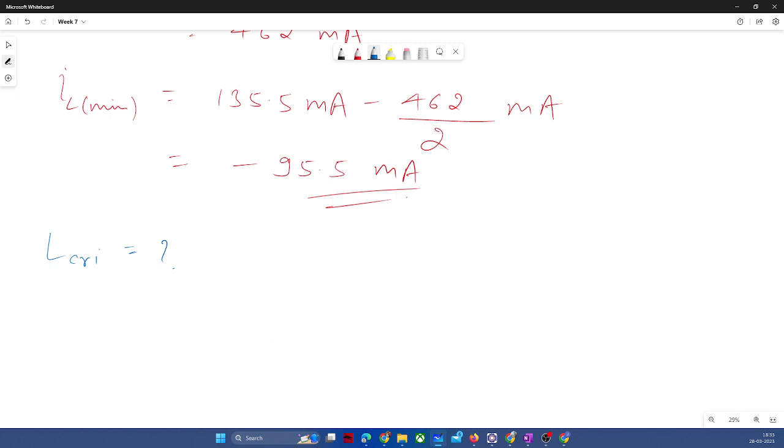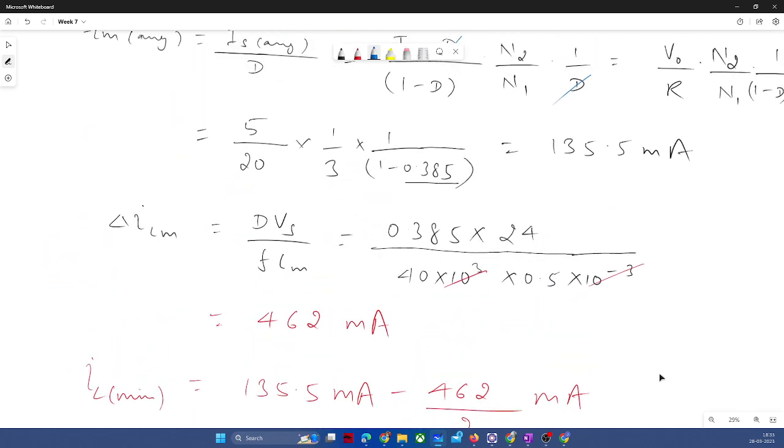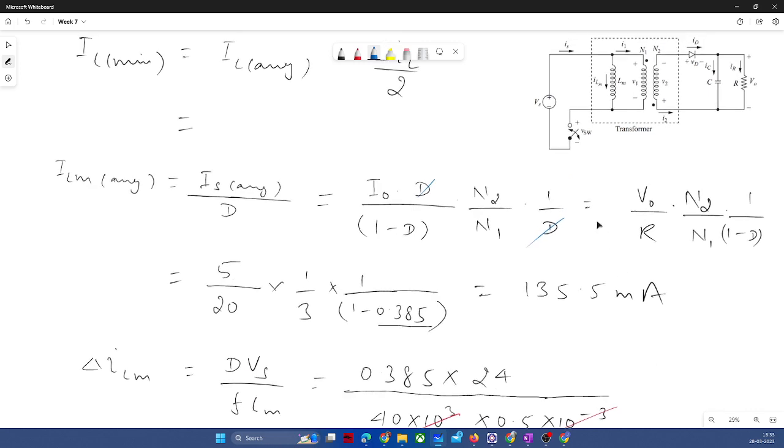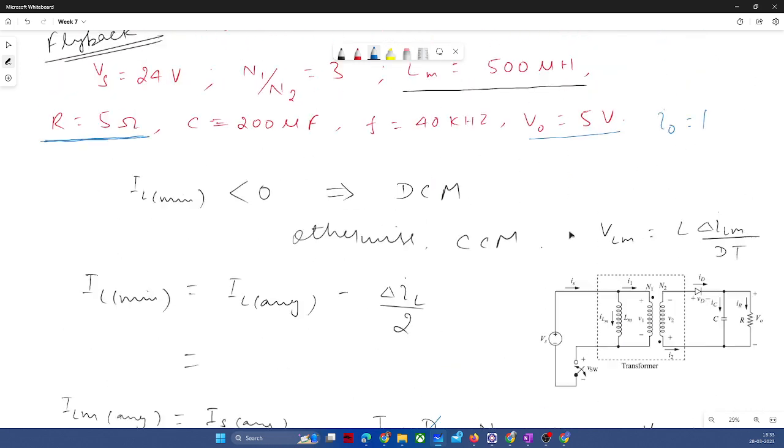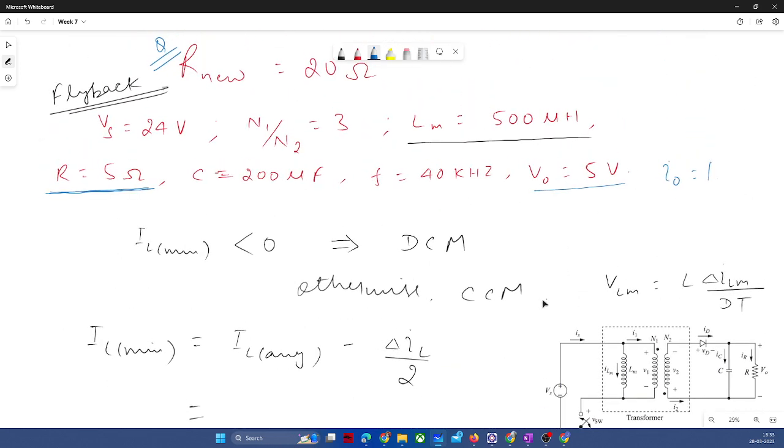Sir, but this L is 500 microhenry. Now, can we redesign so that it goes to the boundary? We are talking only about the current flowing through this magnetizing inductance, because that is only in our hand, right? So for that purpose, we are dealing with magnetizing inductance.